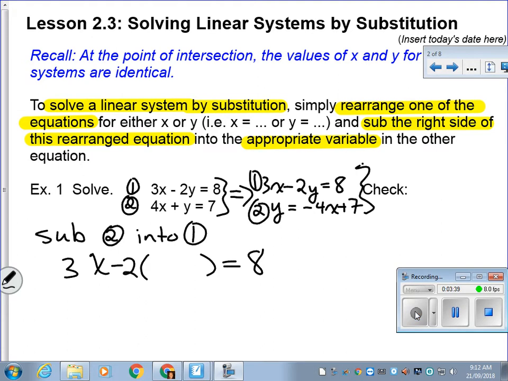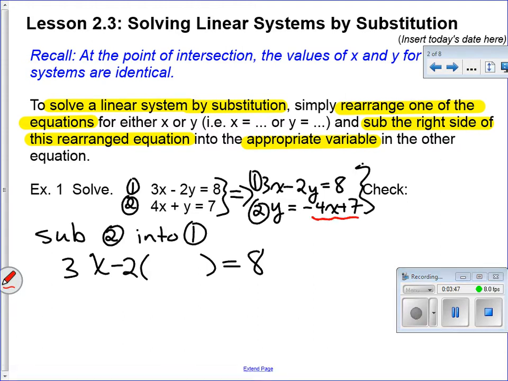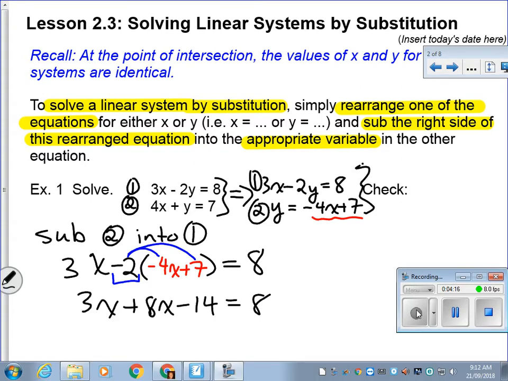We get 3x minus 2. Wherever the y is, we replace it with a bracket, and we put the contents of y into the bracket. So I'm going to put negative 4x plus 7. Now, this is where I want you to start thinking about distribution. We spent all that time on distribution because of problems like this. The 2 that's in front is really negative 2, and we need to distribute the negative 2 into the bracket. By doing so, you're going to get the following line.